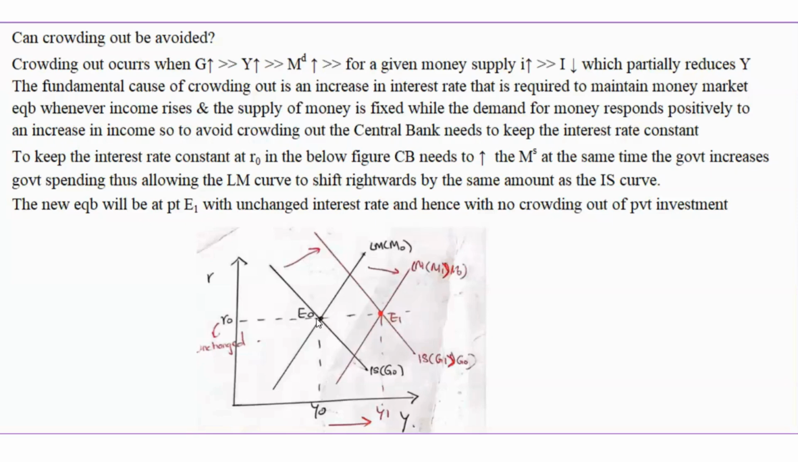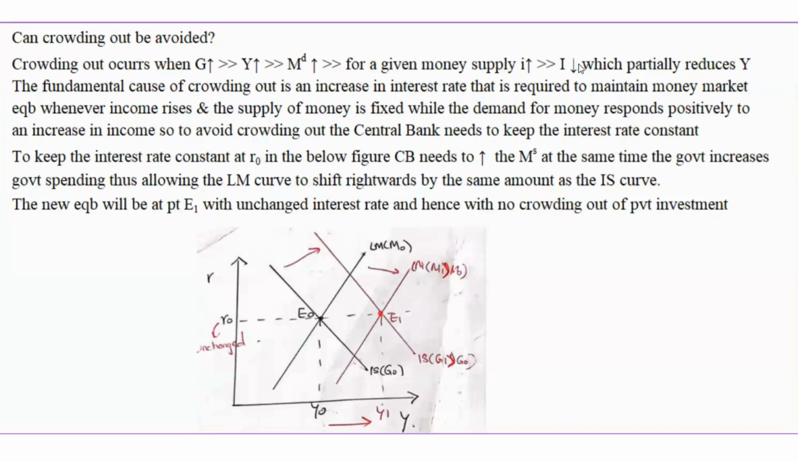Now the increase in G will shift the IS curve. The central bank will increase the money supply so that the LM curve also shifts towards the right by the same amount, so that the interest rate remains unchanged at R0. So in that case, the new equilibrium point will be E1 with an unchanged interest rate and hence no crowding out of private investment. So to avoid crowding out, the central bank can increase the money supply so that the LM curve also shifts towards the right by the same amount as the shift of the IS curve, so that interest rates remain unchanged and there's no crowding out of private investment.